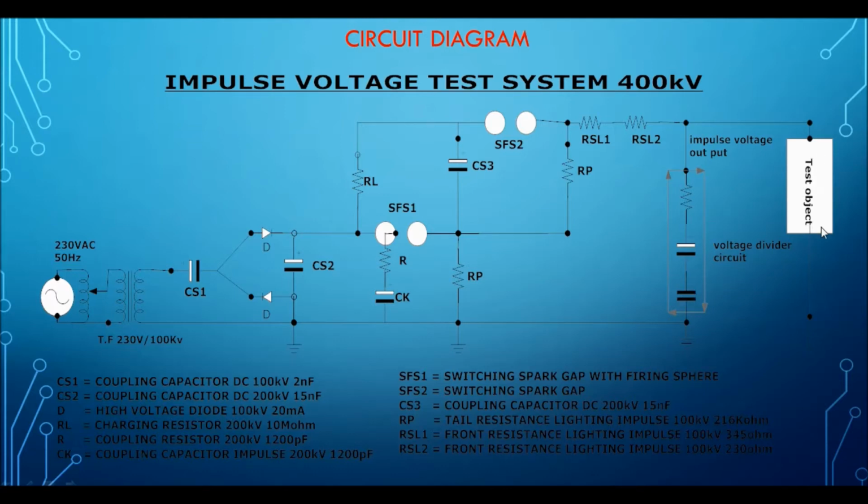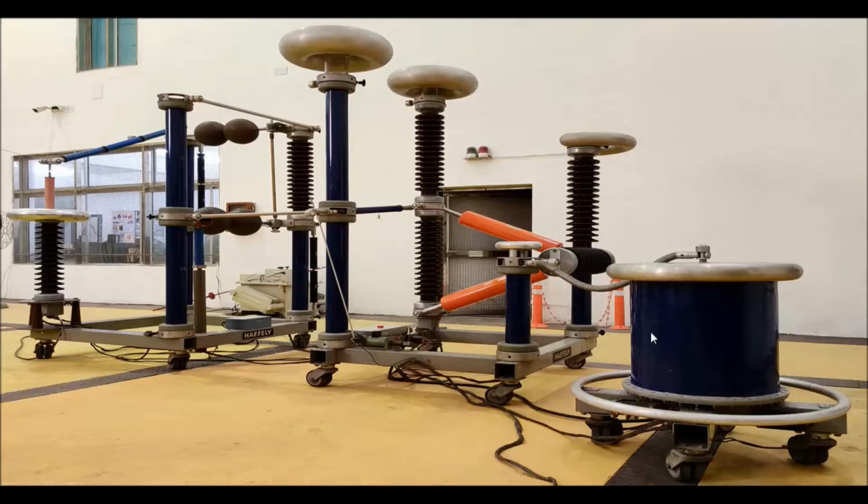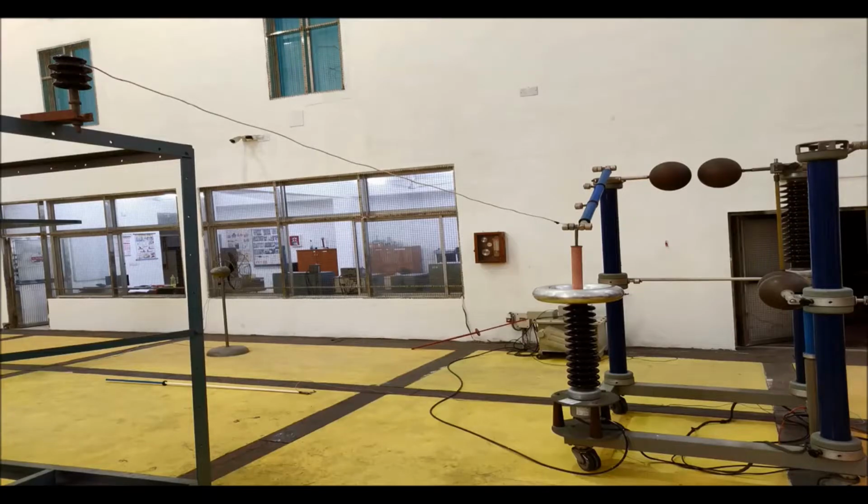You can measure the impulse voltage with the help of this. And this is the test object, 11 kV pin insulator. You can see this is the high voltage terminal and this is the ground terminal. The test object is parallel to the impulse generator. And this is the picture of the impulse generator. This is the transformer, this one is the voltage doubler circuit, this is the Marx circuit, and this is the output terminal of the impulse voltage generator.